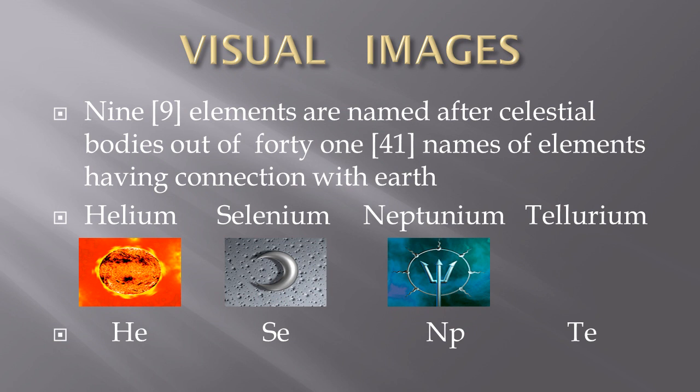Neptunium, you find the trident of Roman god Neptune, the symbol capital N, small p. Tellurium, the word tellus is in Latin that represents earth, so you find the globe symbol for the earth, symbol capital T, small e.